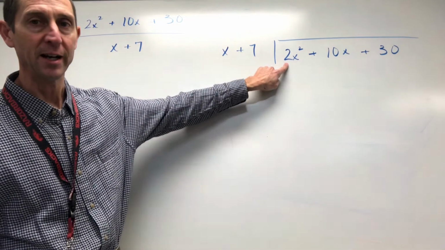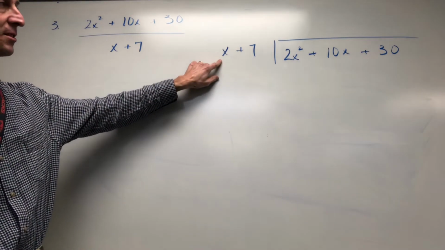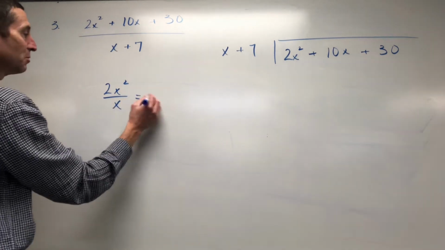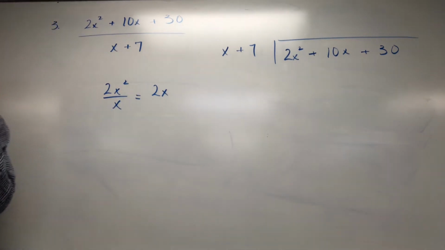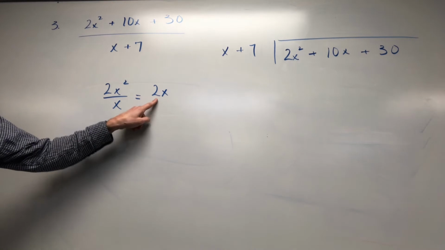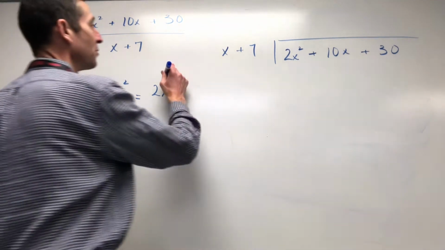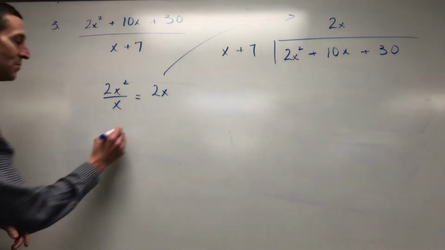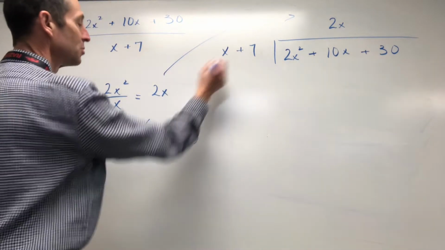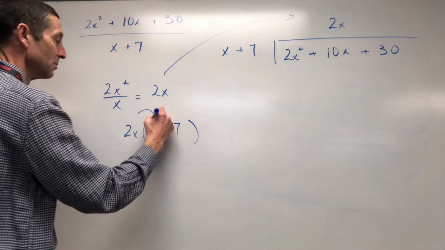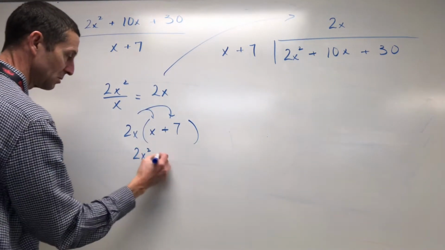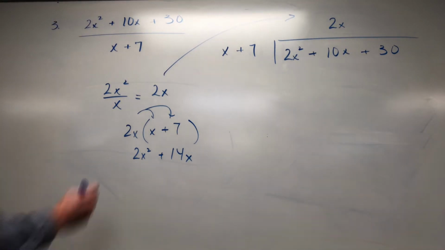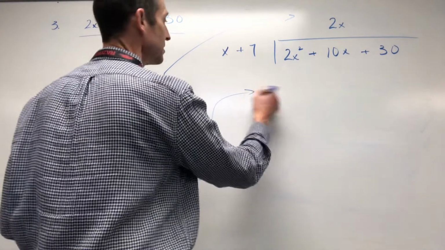Here's my leadoff guy, 2x squared. Here's this leadoff x. So first round, take the leadoff 2x squared over x, simplify this, and you've got a 2x left. Okay. That 2x does a couple things. First, it's coming up here as a top row answer. Then we're going to grab the 2x and multiply times this divisor, x plus 7. Boom, boom. So 2x squared plus 14x. All right, 2x squared, 14x.